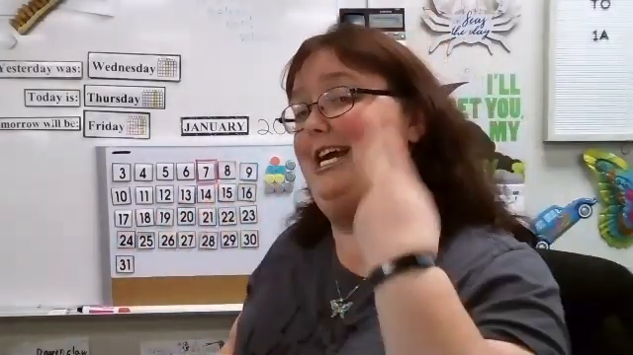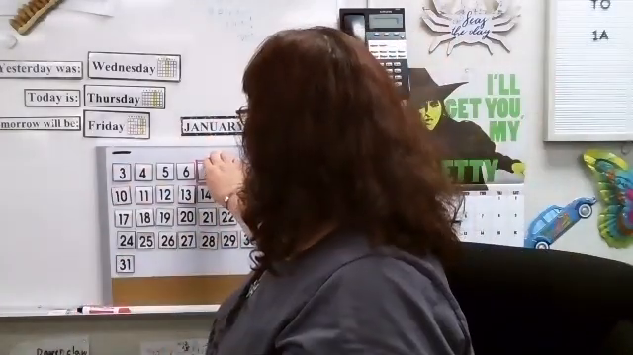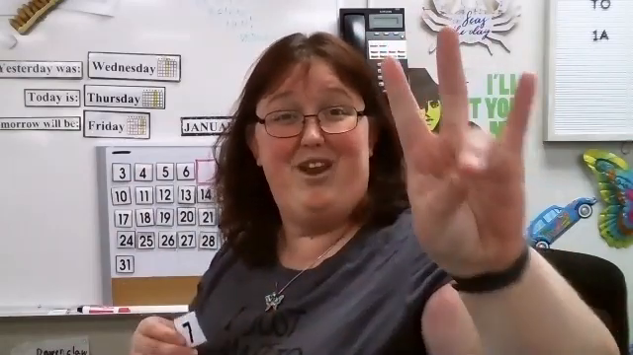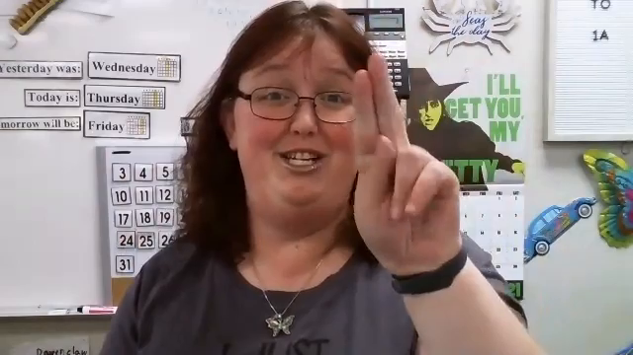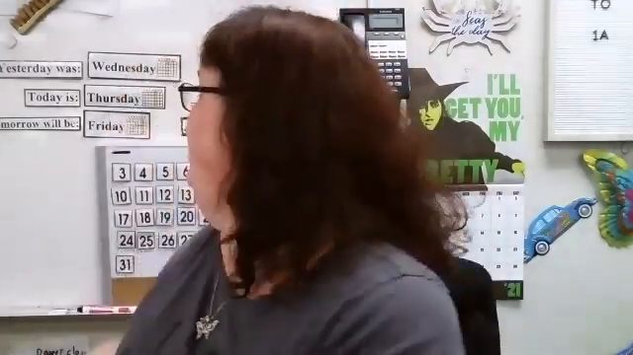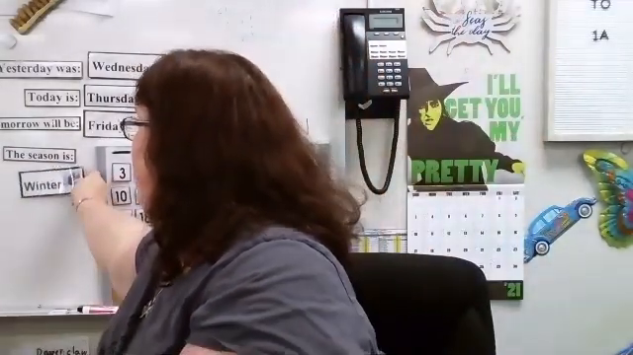All right, so today is Thursday. The month is January. What number? That's the number 7, or 7th. So today is Thursday, January 7th, and the year is 2021. All right, what season are we in? It's winter. Yeah, we're in the season of winter.